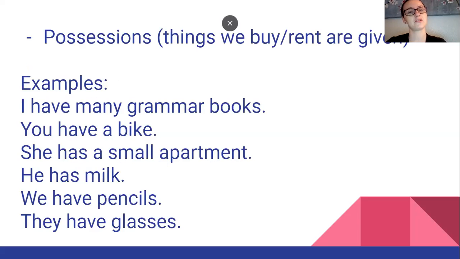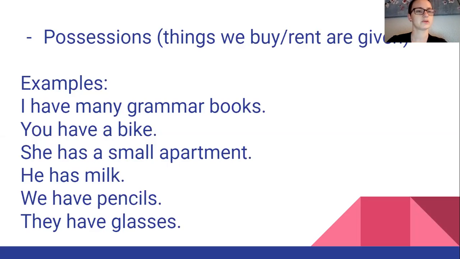I'm going to give you a few examples of possessions: things we buy, things we rent, things we are given as presents, as gifts. We will not focus on possessions today. We're going to focus more on qualities, things from nature, and family, which is what we have been talking about this week. But I wanted to give you some examples of this.